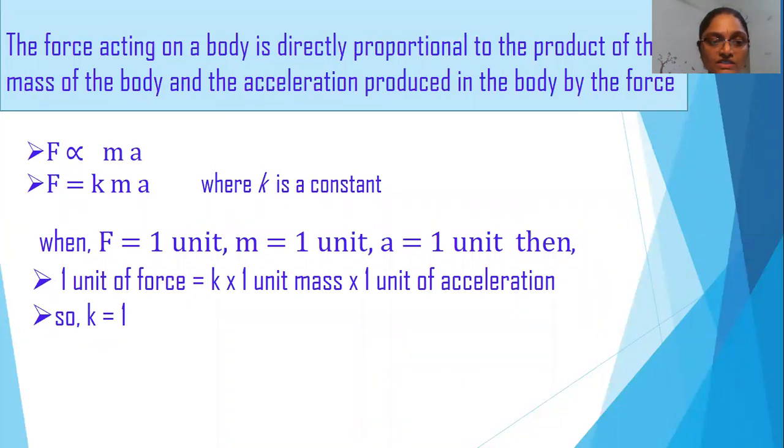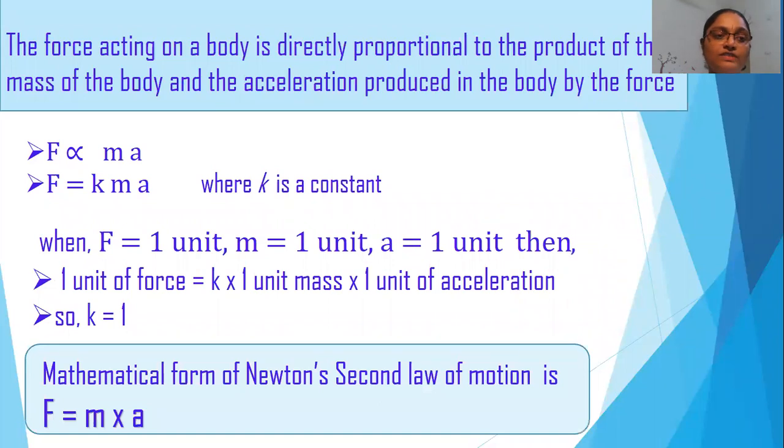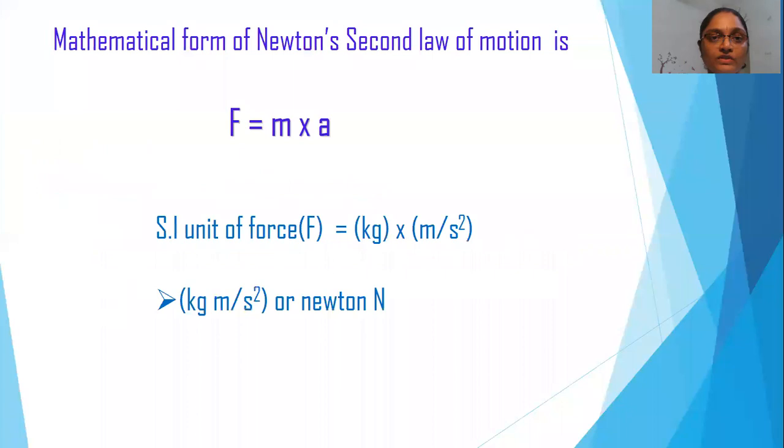By substituting it, we will be getting F is equal to ma, which is the mathematical form of Newton's second law of motion. From the mathematical form of Newton's second law, we can get the SI unit of force by substituting the respective units of mass and acceleration. So the SI unit of force is kilogram meter per second square, or Newton, capital N.